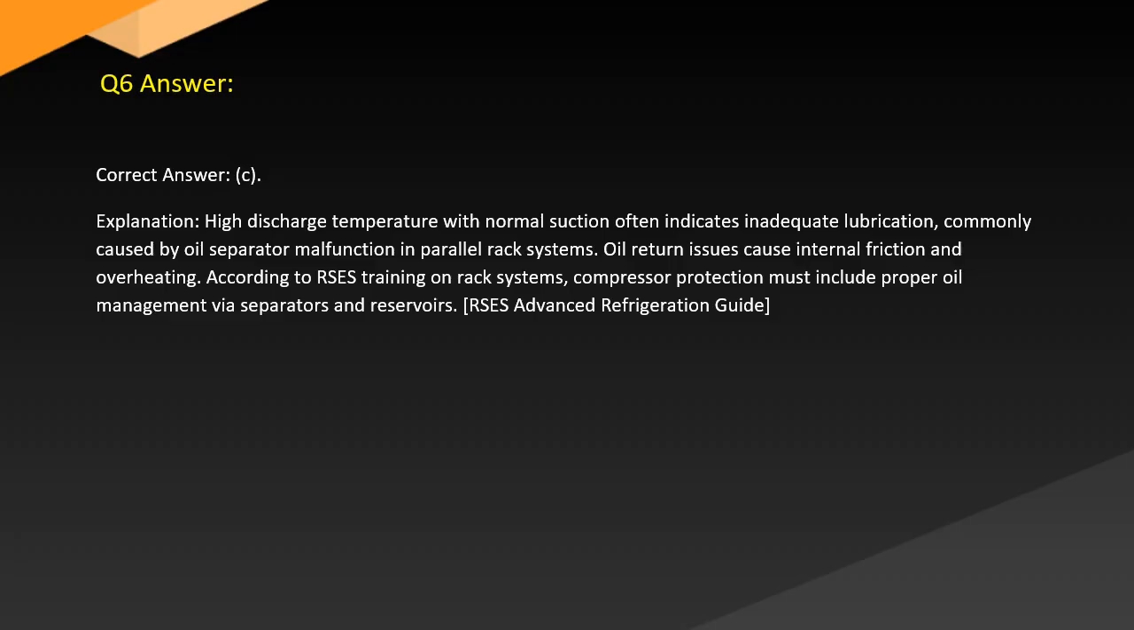Answer. Correct answer: C. Explanation. High discharge temperature with normal suction often indicates inadequate lubrication, commonly caused by oil separator malfunction in parallel rack systems. Oil return issues cause internal friction and overheating. According to RSES training on rack systems, compressor protection must include proper oil management via separators and reservoirs. RSES Advanced Refrigeration Guide.